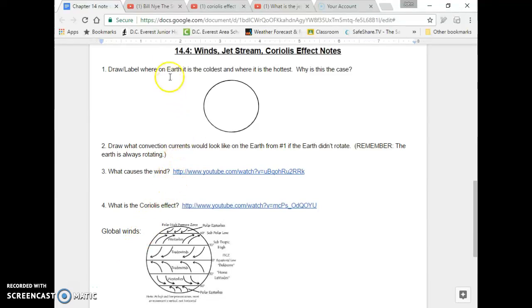Okay, this video is going to cover chapter 14.4, our wind, jet stream, and Coriolis effect notes. All right, the first thing I want you to do on your diagram right here is label where it is the coldest and where it is the hottest on the Earth.